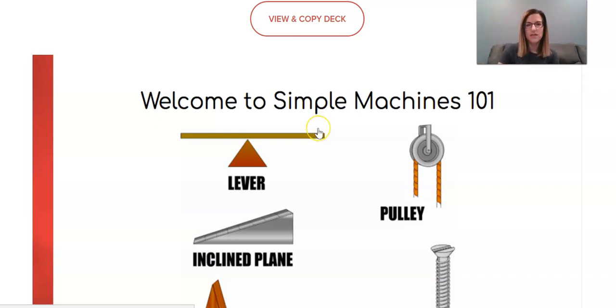So we could think of something like a fishing pole or even a seesaw, a can opener, like a manual bottle opener. The levers can change depending on where the load is, where the fulcrum is, which is just kind of like the pivot point, and where the effort is put in. But levers work the same.